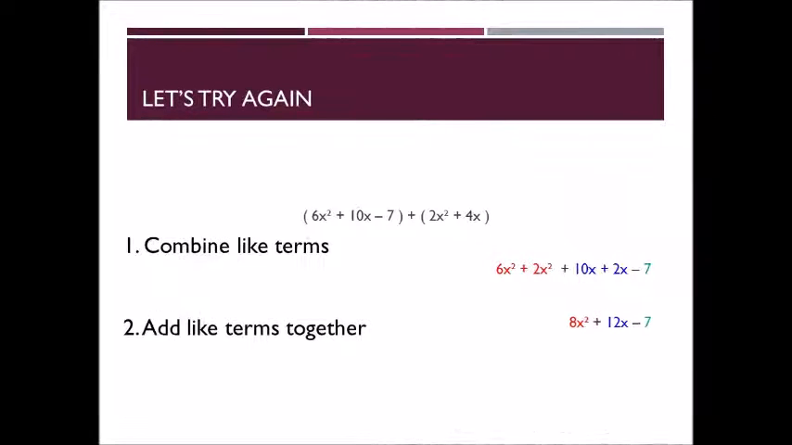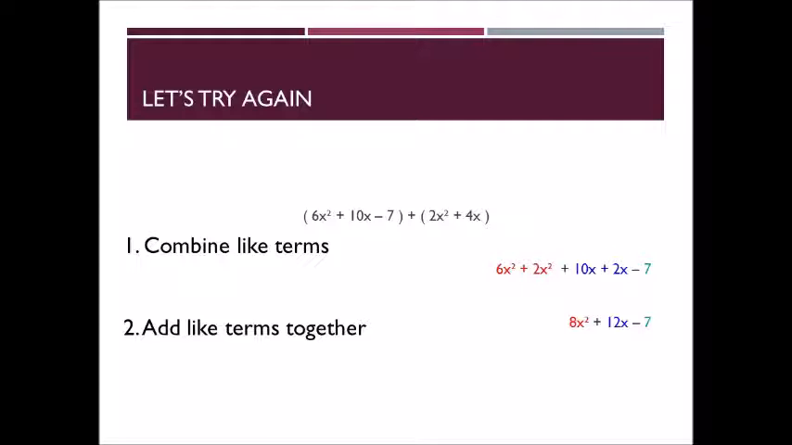Let's try another one. This time our problem is 6x squared plus 10x minus 7 and 2x squared plus 4x. Our first step is combine like terms. 6x squared matches 2x squared. 10x goes with 4x. The minus 7 is the only constant, so it will stay by itself.